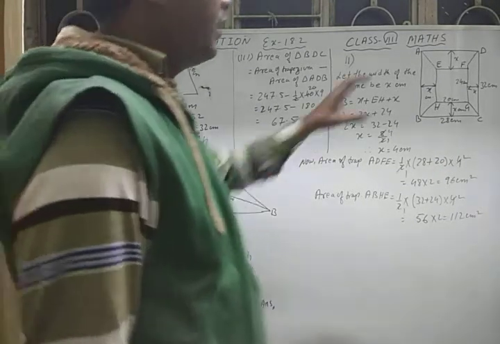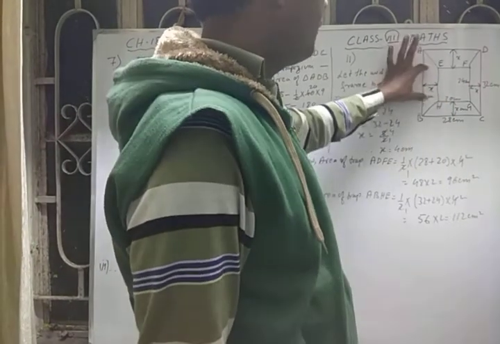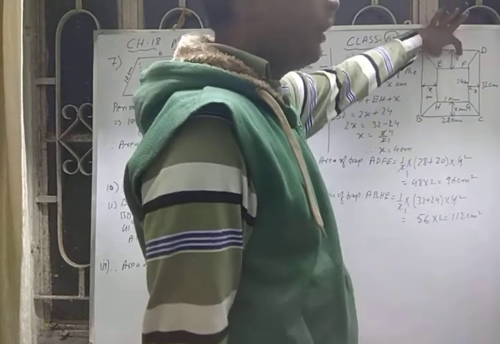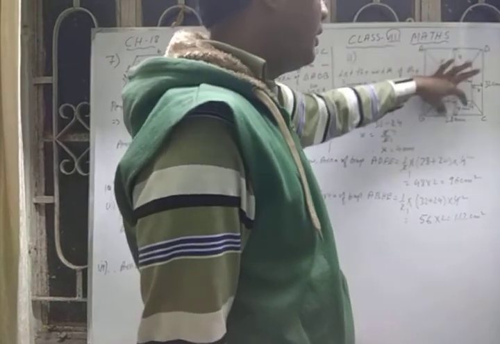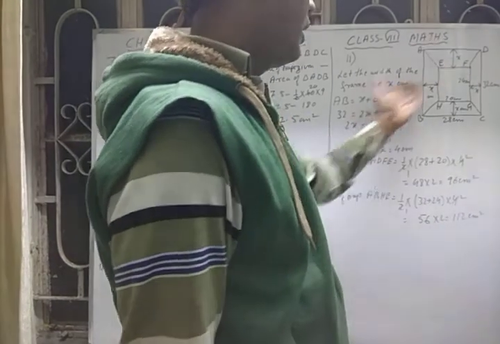So you can see here all the 4 sections are in the shape of trapezium. If you find the area of this trapezium, you will get this one. If you find the area of this trapezium, you will get this one also. I have done only 2 because the other 2 are of the same area.